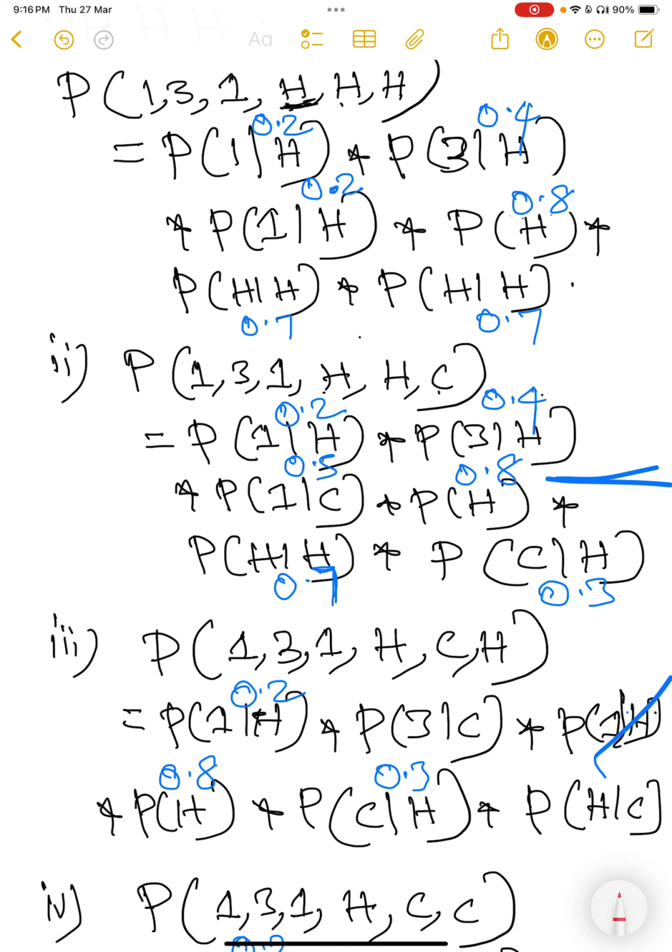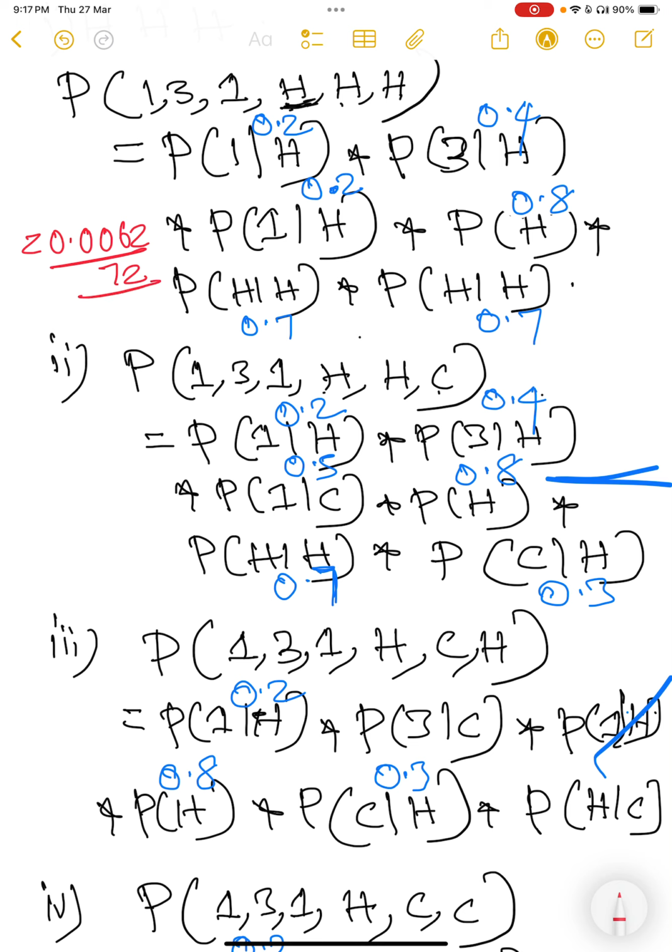0.2 into 0.4 into 0.2 into 0.8 into 0.7 into 0.7. So you get 0.006272. This is the answer for this one.